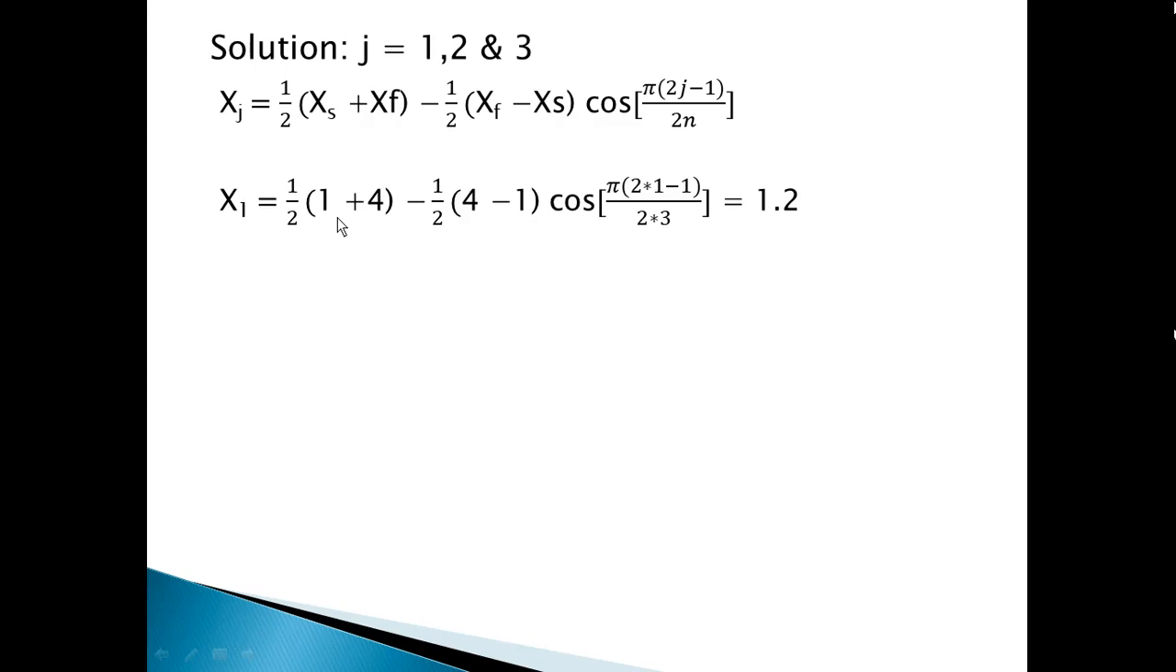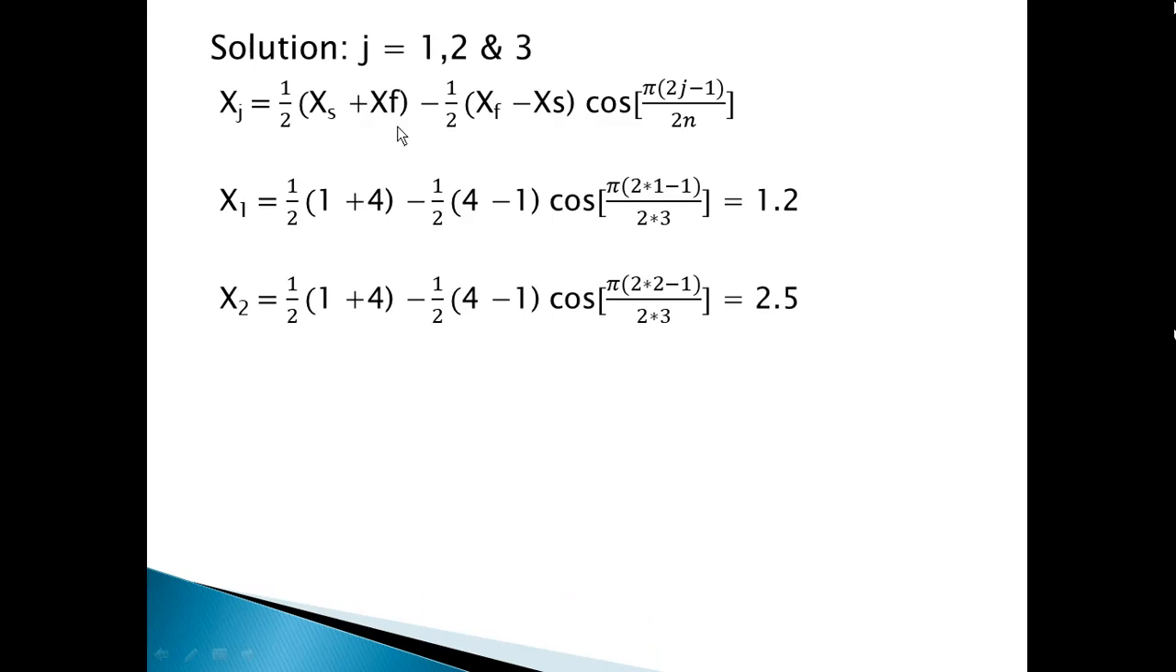Okay. Similarly, for precision point number 2, repeating the same formula, all the values are the same over here, only the j value is going to be changed. That is, for point number 2, it is 2 into 2 minus 1 upon 2 into 3. Otherwise, all the values you can see, half of 1 plus 4, half of 4 minus 1, the cos function remains the same. Only this j value is going to be changed. Along with that, for precision point 2, I am getting the value equal to 2.5.